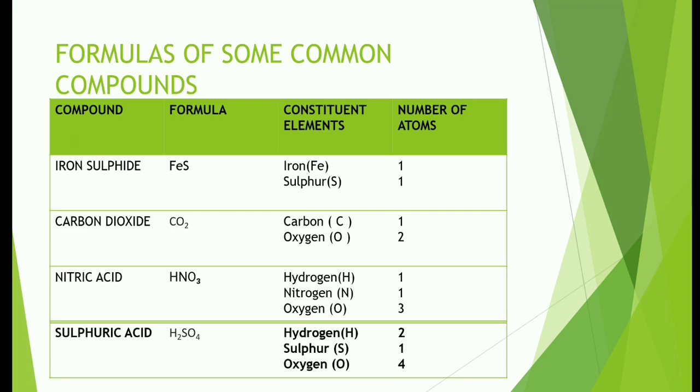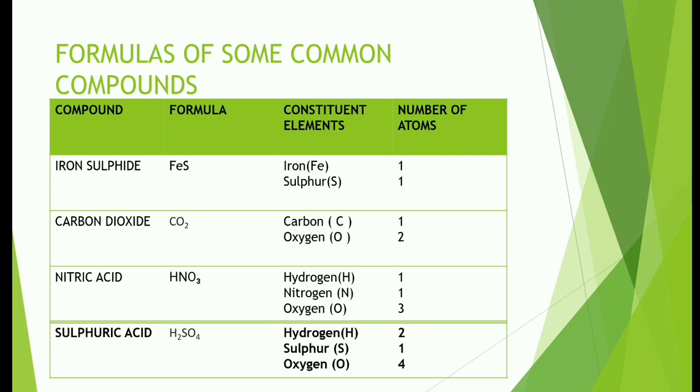Next compound is carbon dioxide. The formula is CO2. The elements in this carbon dioxide compound are carbon and oxygen. The number of atoms in carbon will be 1 and the number of atoms in oxygen will be 2. Why 2? Because after O we can see there is a subscript there too.